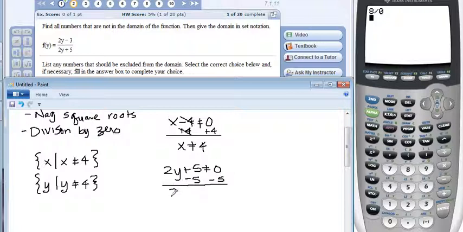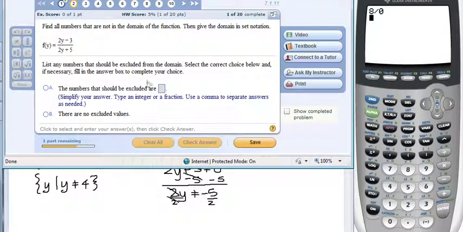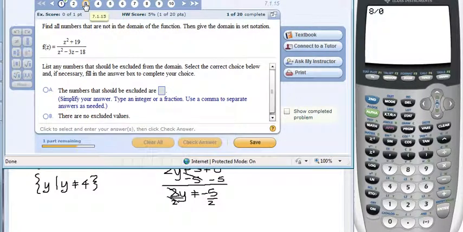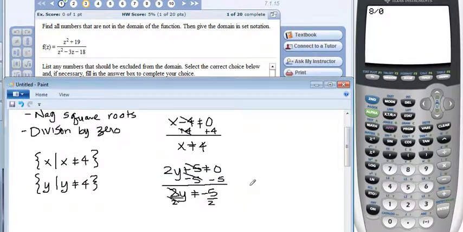Solving for the input. y cannot be negative 5. Divide through by 2, so y cannot be negative 5 halves. That's what you would put in here, and then you would write it in set notation from there. And these are all done the same.